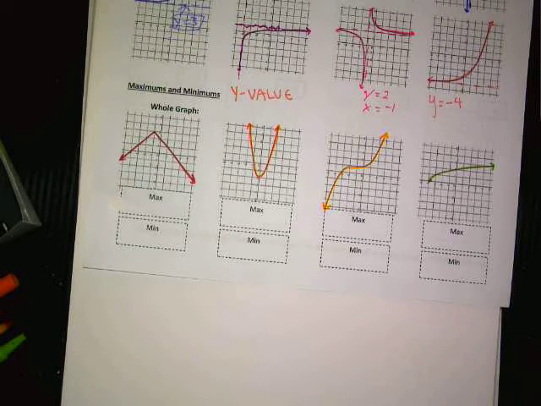So we're going to be looking at max and mins two different ways. We're going to be looking at it over the whole graph, and we're going to be looking at it over an interval. So first we're going to do the whole graph. We're looking at the graph as a whole. The arrows are extending forever and ever.